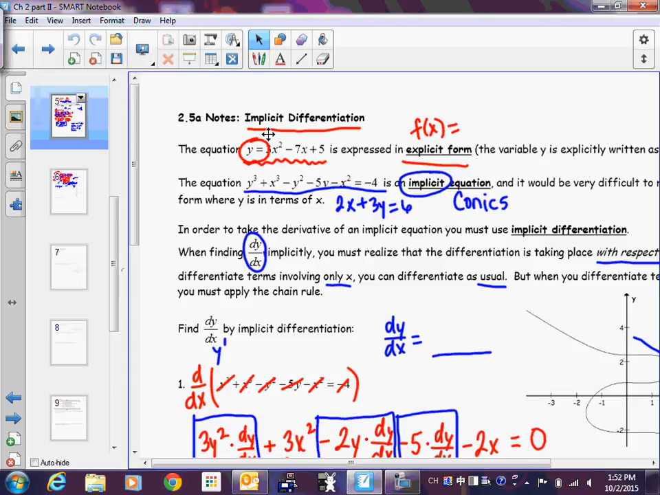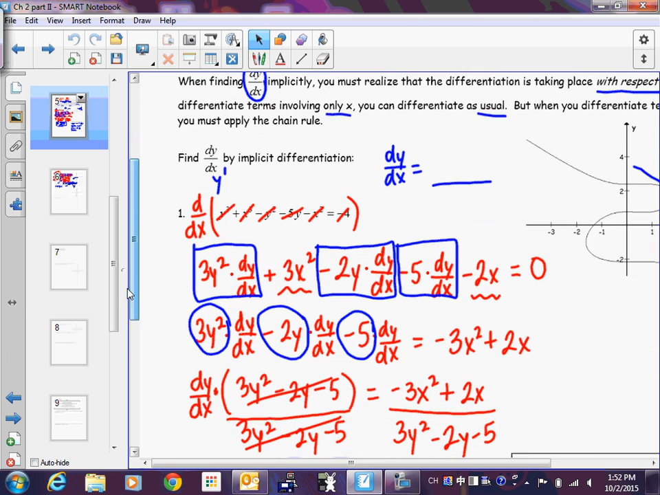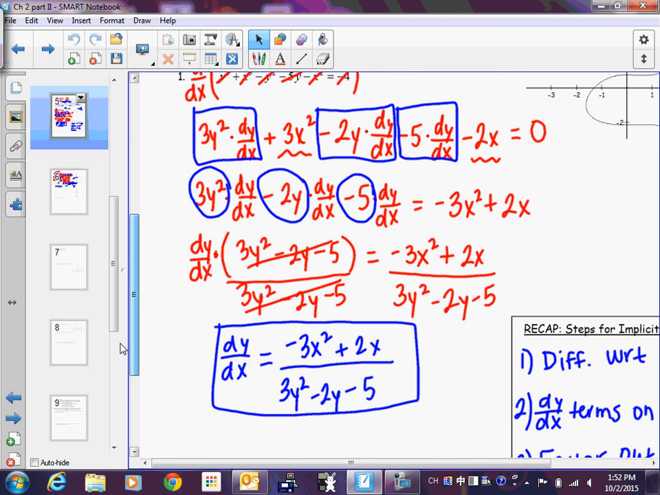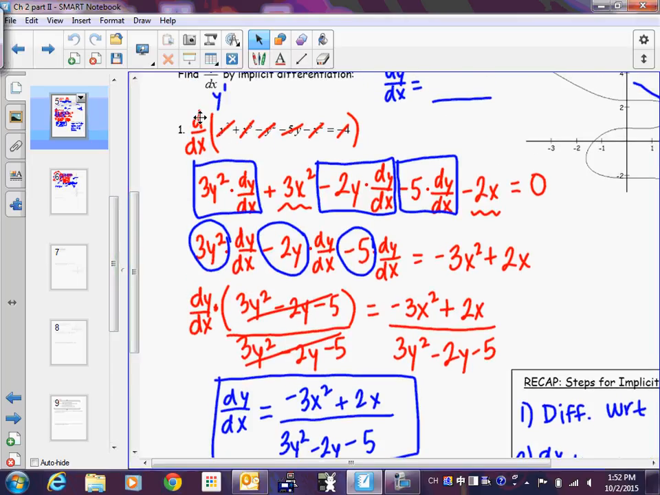Okay, so I'm going to finish up what we did here with implicit differentiation. I do kind of want to just go through the steps real quick one more time, and they're written in this box on your notes. But the first thing that we do is we differentiate, that's what this top D means, of the whole thing with respect to x, always differentiating with respect to x.